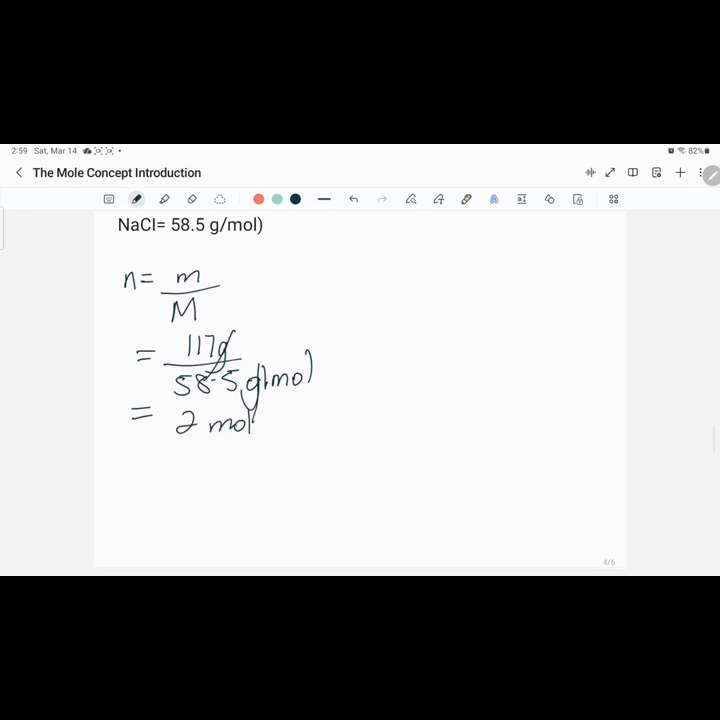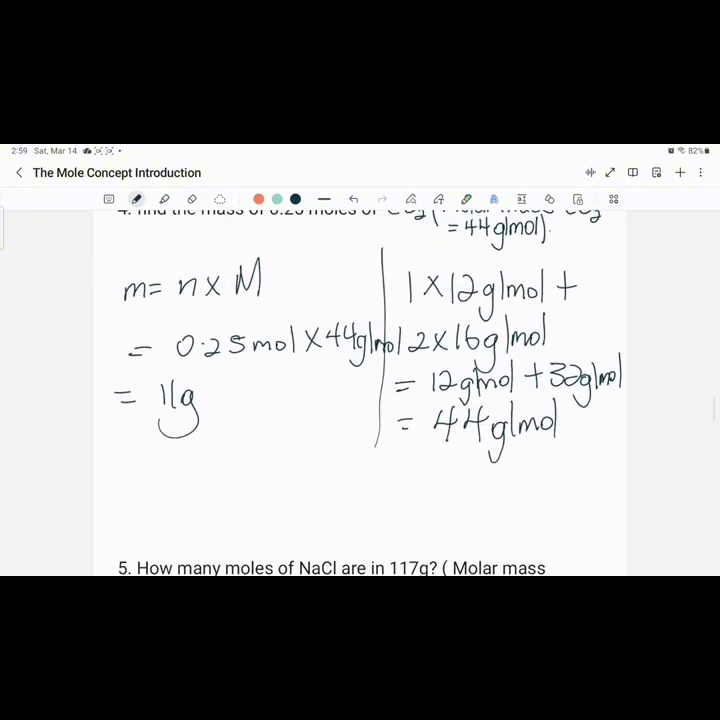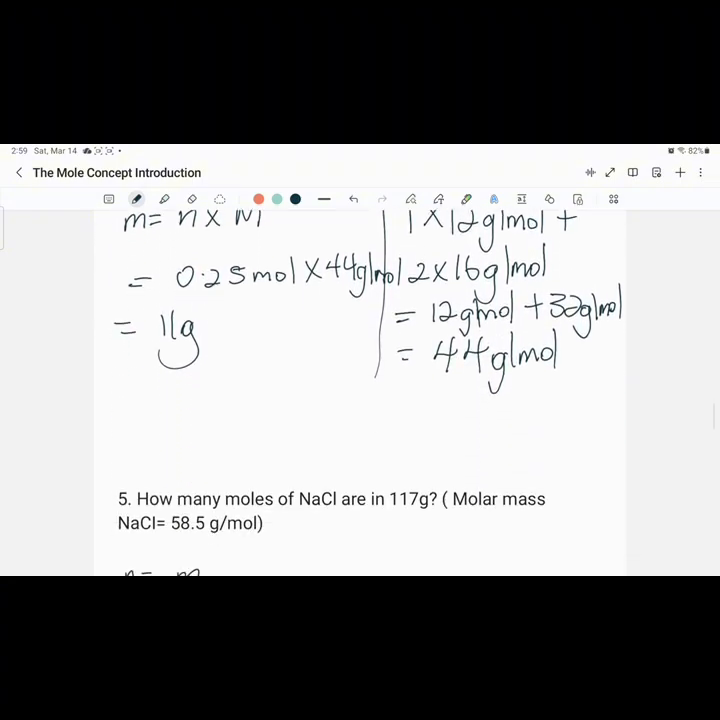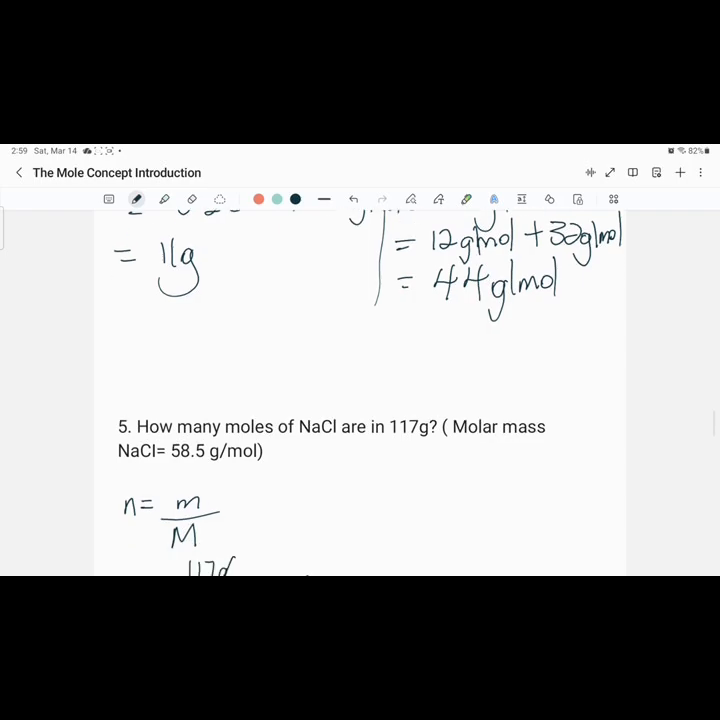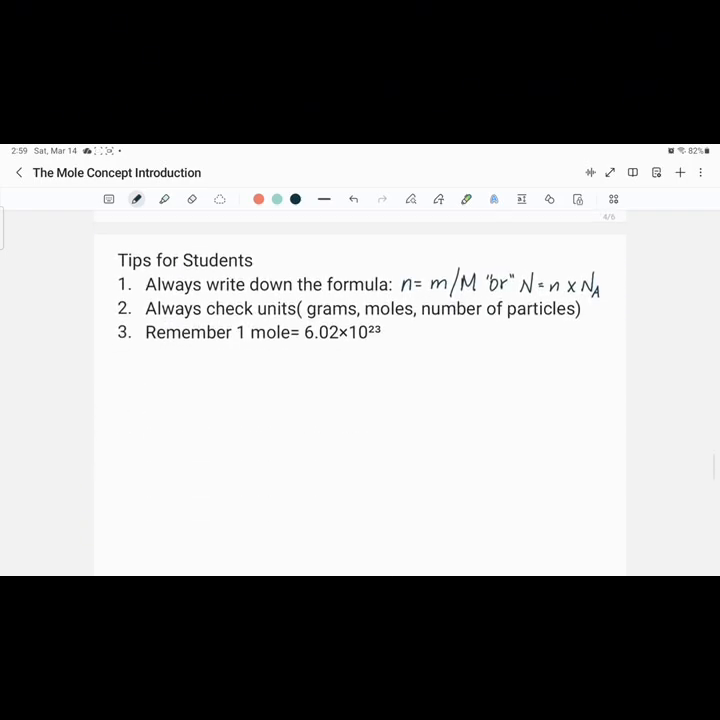Right? So this is a basic introduction to calculating moles, and the whole general idea of moles. The tip I would leave to you is to always write down your formulas. If you write down your formulas, you know what units you have to use and which values you have to use. Always check your units to see which formula to use.